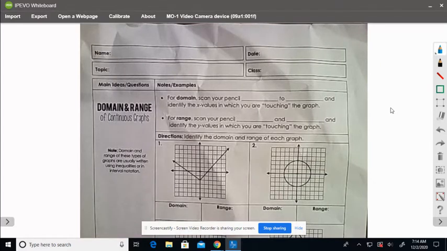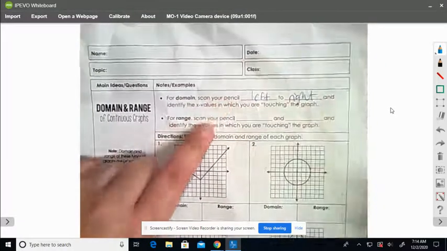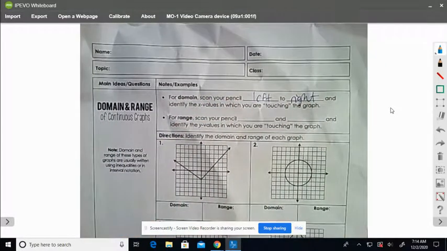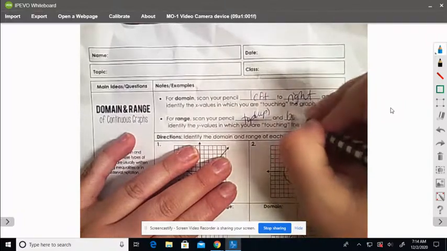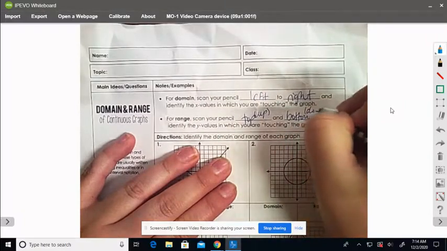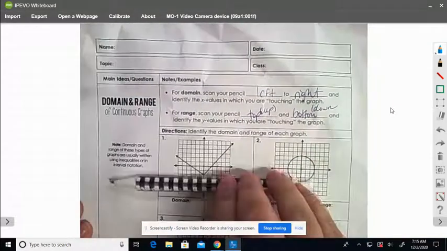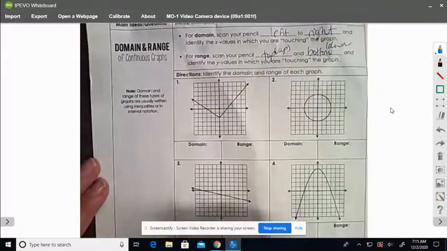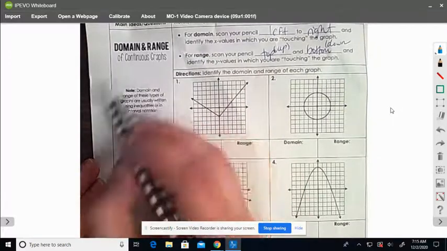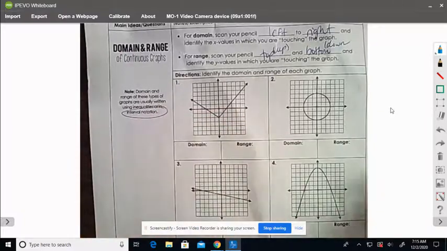For continuous graphs, you're going to scan your pencil left to right to identify the x values in which you are touching the graph. For range, we scan our pencil top or up and bottom or down and identify the y values in which you are touching the graph. So up and down, or top and bottom, would be this, left and right would be this. A few things you should know is you can find domain and range using intervals or inequalities. We're going to stick to interval notation for now.